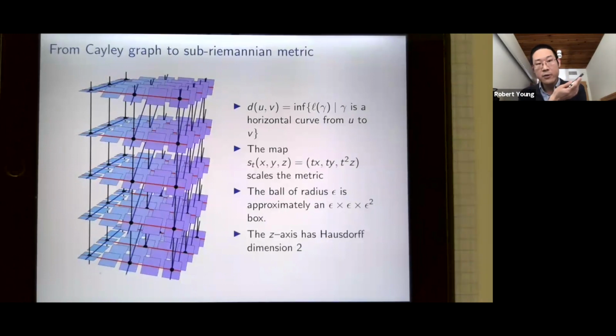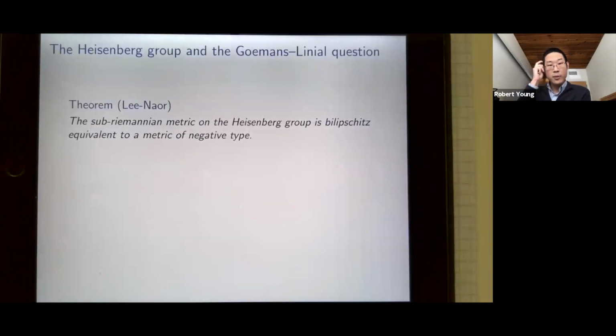What does this have to do with the Goemans-Linial relaxation, with the sparsest cut problem? Well, remember, we said that the accuracy of the Goemans-Linial relaxation depends on how well negative type metric spaces embed in the Banach space L1. The Heisenberg group turns out to be bi-Lipschitz equivalent to a negative type metric space. The sub-Riemannian metric on the Heisenberg group is bi-Lipschitz equivalent to a metric of negative type.